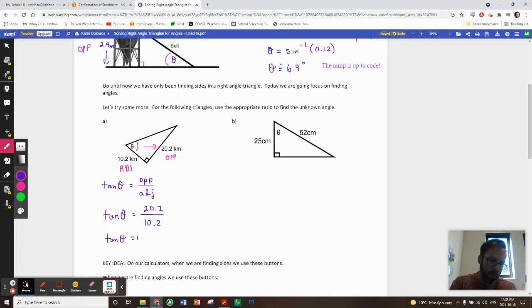So 20.2 divided by 10.2 is approximately 1.9804. Again, keep a lot of accuracy. And our angle will be the inverse tan of 1.9804, whatever that is. Our calculators will do that for us. I got about 63.2 degrees.